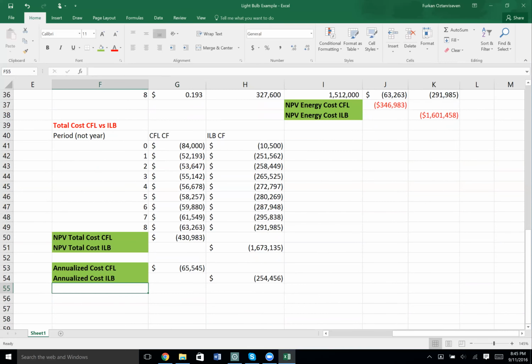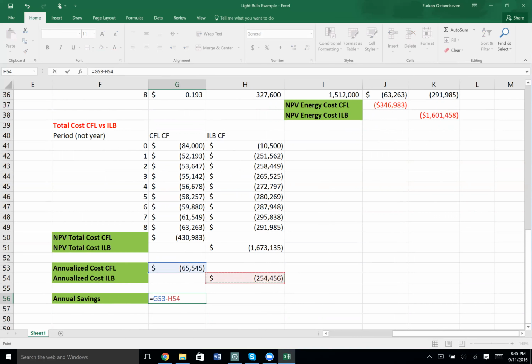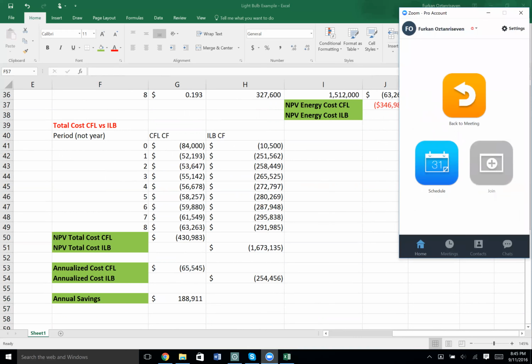So if I ask you, what is the annual savings? Your answer would be this minus this, okay? So if you go with CFL, you would spend $188,611 less.